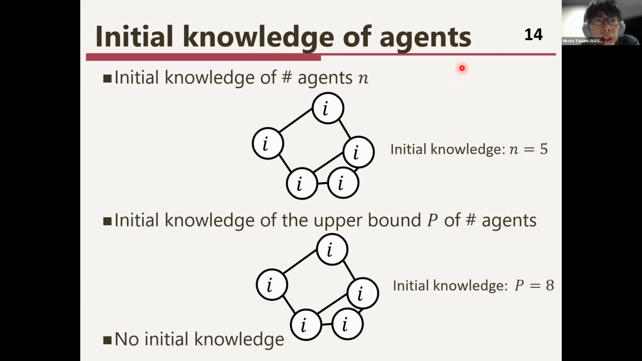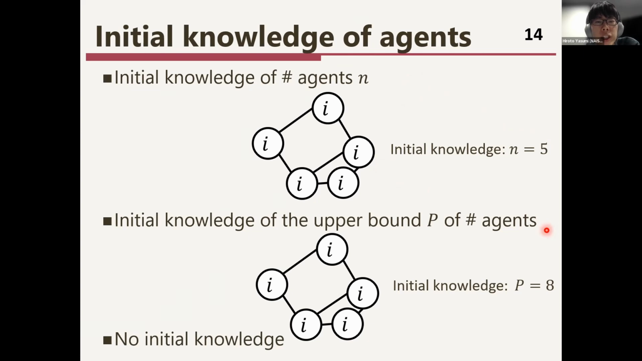Lastly, I'll explain an assumption of initial knowledge of the agents. We consider three types of initial knowledge. The first one is knowledge of the number of agents n. For example, if initial knowledge n equal 5 is given, then agents recognize that the exact number of agents is 5.